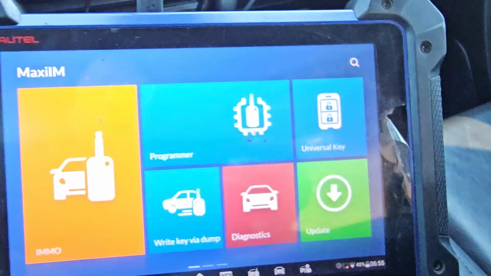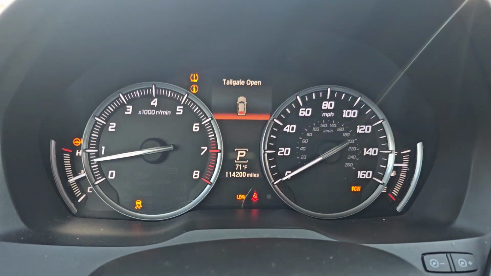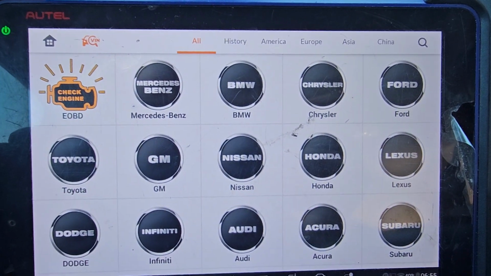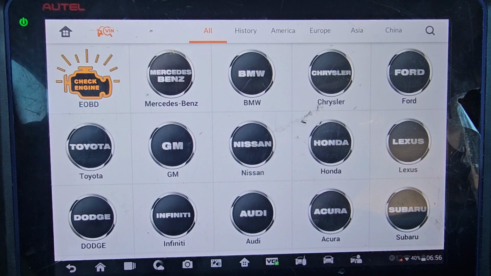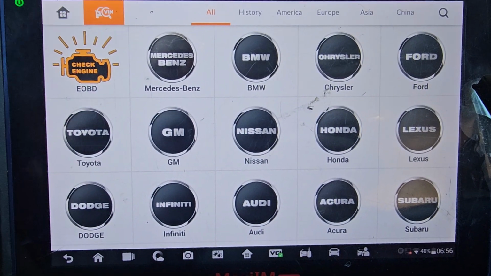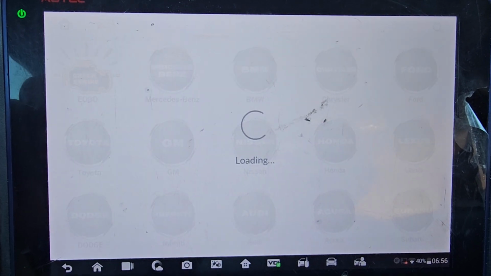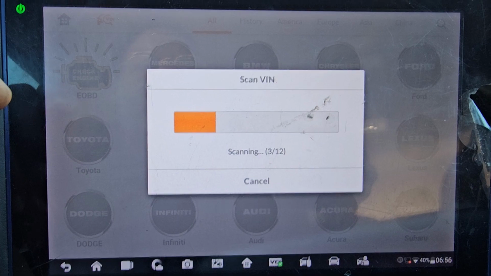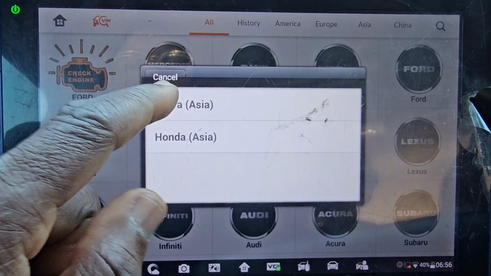Usually, all the time before you do any work, try to diagnose the car and see what is the cause or what is there. Auto detect. FCW, LDW, Acura.